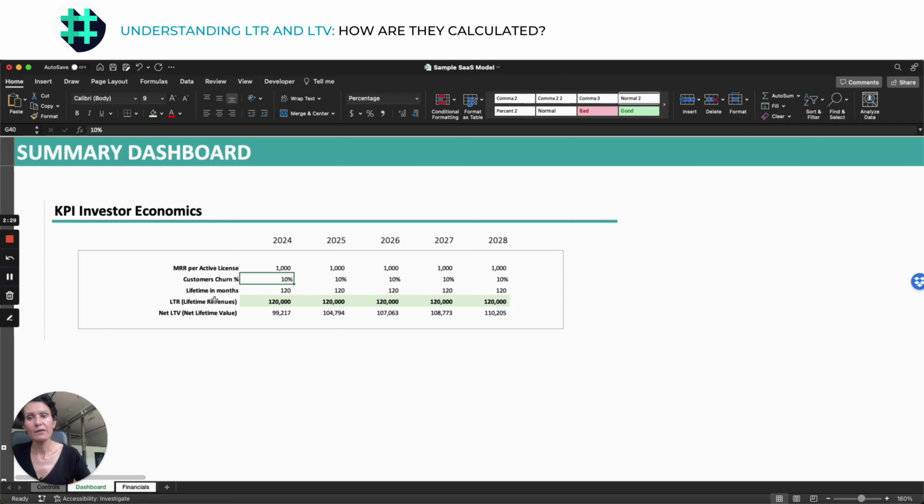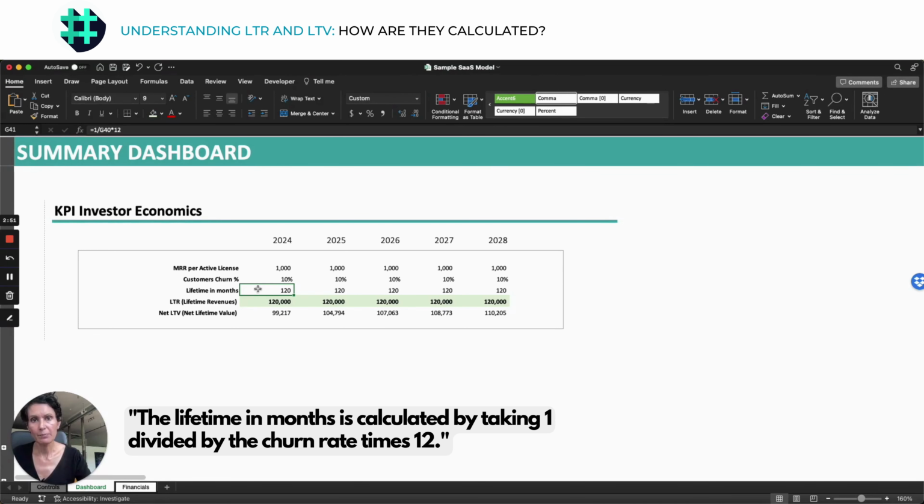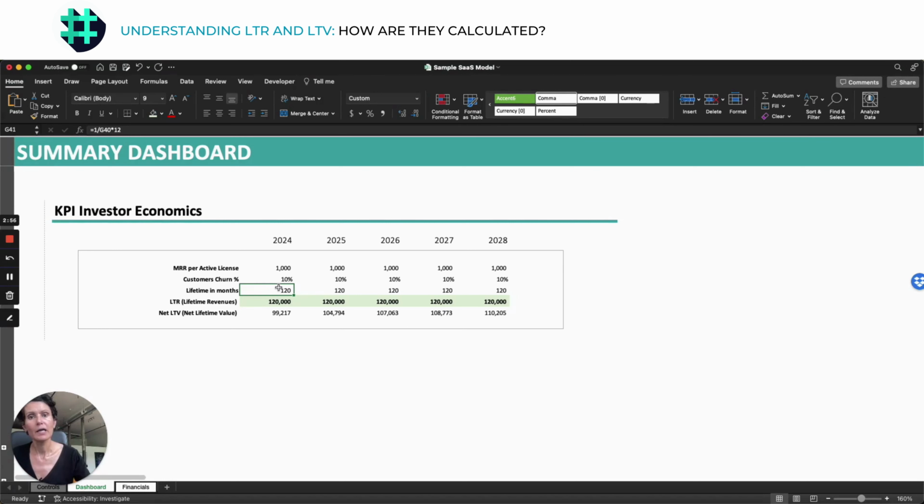The way we calculate lifetime is that we take the reciprocal of the churn rate, which means that we put 1 over 10%, and because 10% is an annual churn rate, in order to be able to compare it to the monthly revenues that each of my customers is generating, I need to convert that into a monthly churn and monthly lifetime. So I take 1 divided by 10% times 12, and that gives me 120 months is the implied number of months in my customer's lifetime with me based on a 10% churn rate. Okay, 1 over 10% times 12.